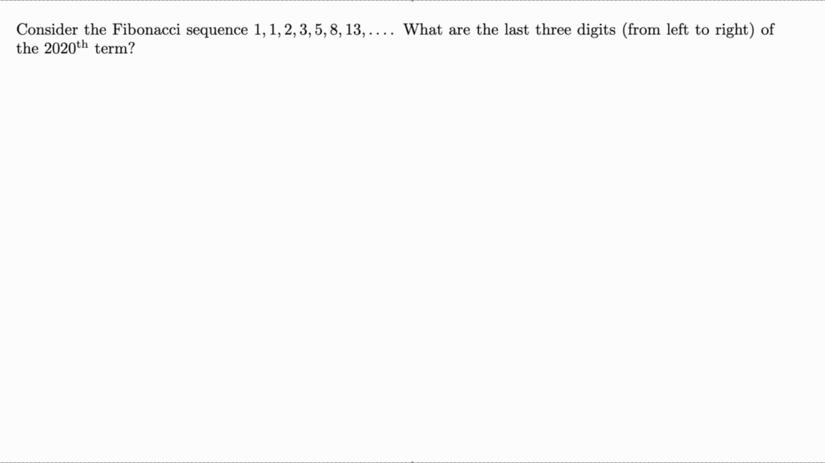Today I decided to solve a problem from the Hong Kong preliminary test. It was number 20 out of 20 problems in the year 2020. I didn't solve every problem, it just looked really interesting to me, so I decided to solve it.